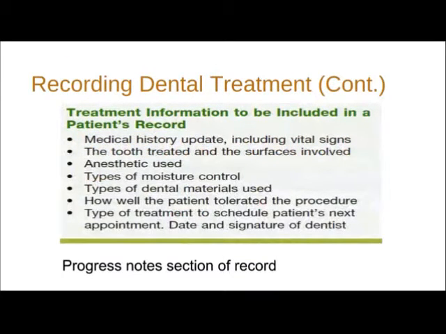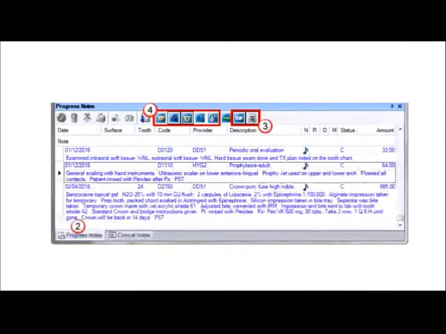And we do this in the progress notes section. We're including what tooth we worked on, what type of moisture control we used, what dental materials we used on the tooth, and the anesthetic that we used, and any instructions that we give the patient when they're finished. So that's what that looks like.